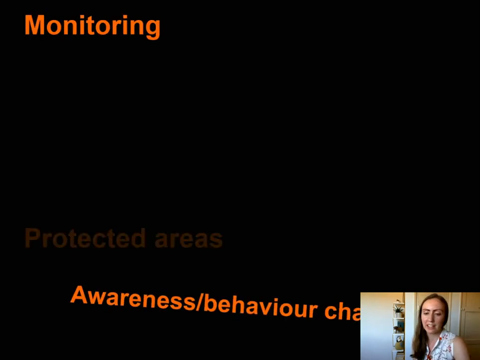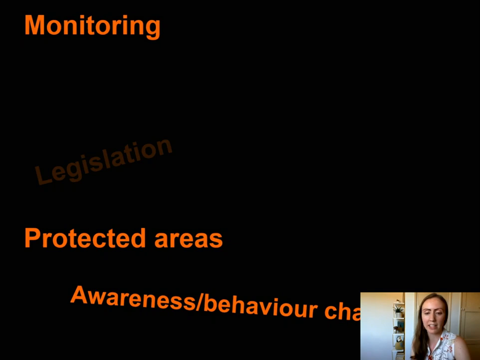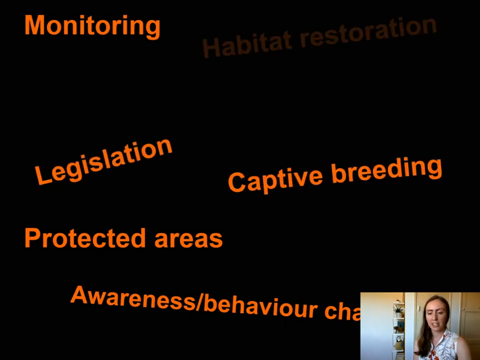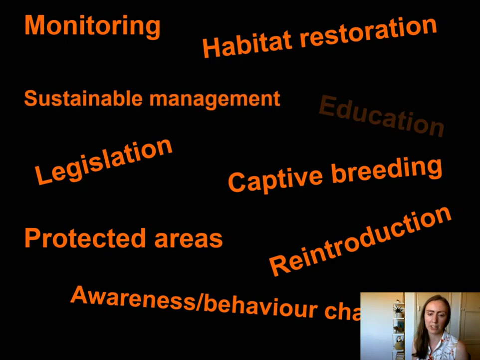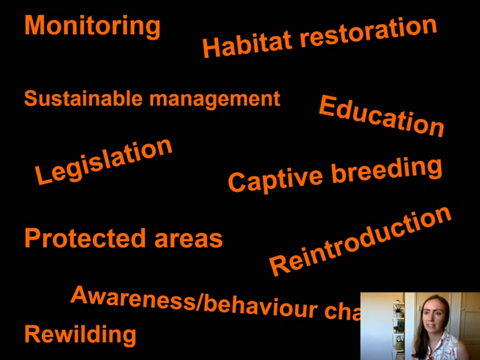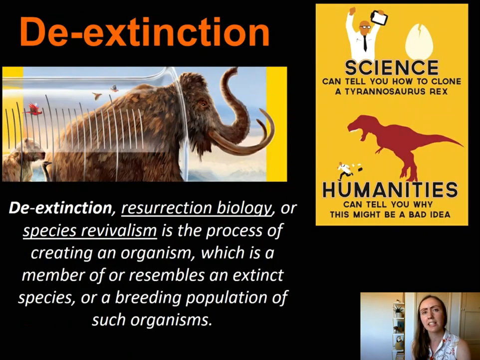However, there are a vast array of conservation techniques employed to conserve biodiversity, and one of the roles of conservation science is to assess how successful they are and to recommend adaptations when needed. So this is the foundation of evidence-based conservation. But one of the more recent and radical conservation approaches is that of de-extinction. Now, crudely put, this is bringing species back from the dead.